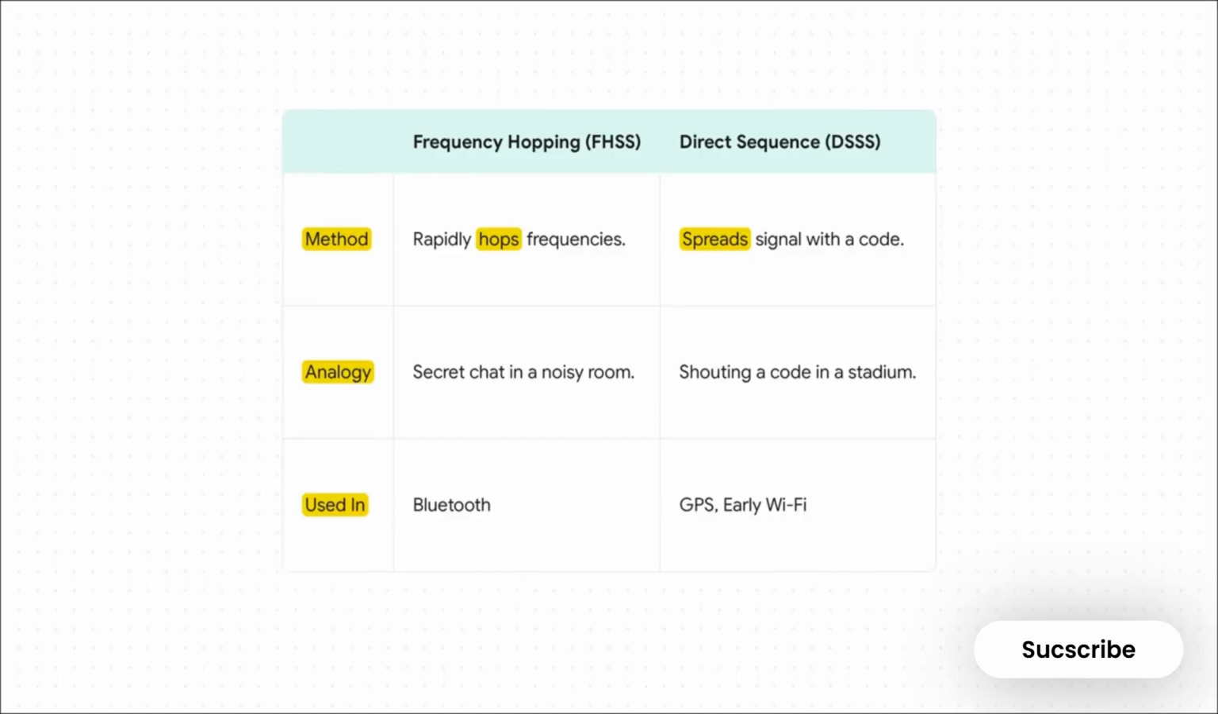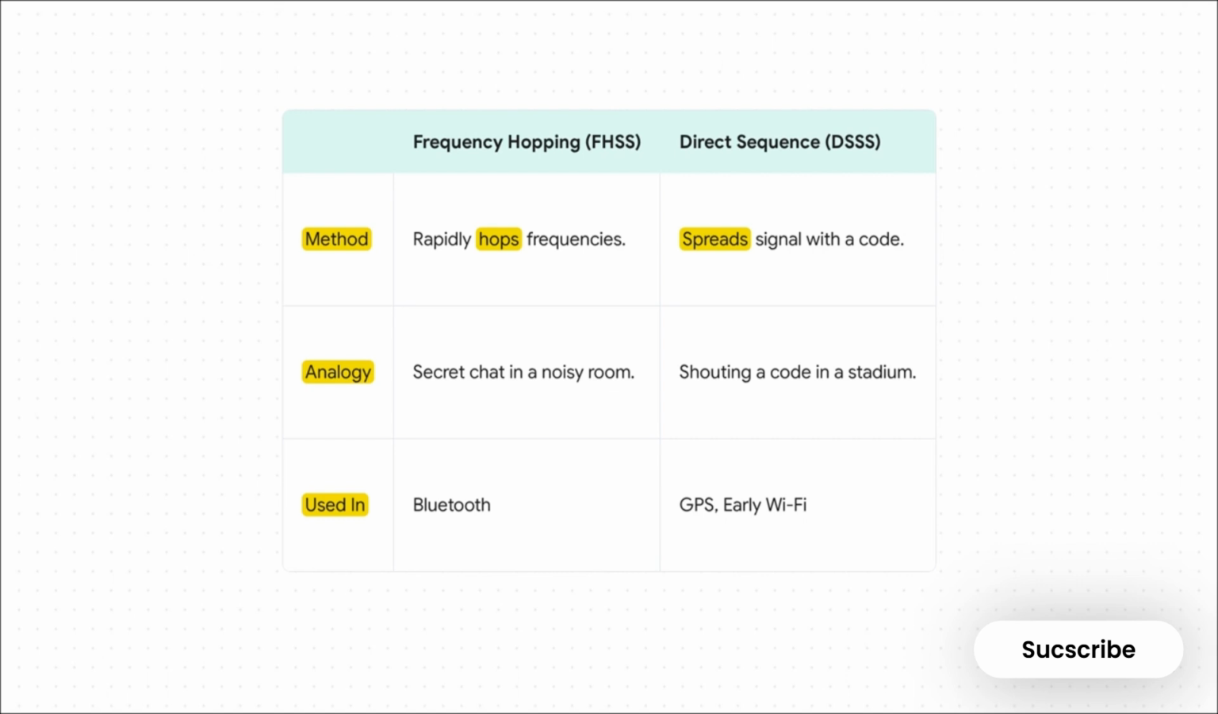Wireless signals have it even tougher. They've got to deal with all sorts of noise and interference. To get around this, engineers came up with some amazing techniques. One is frequency hopping, which is what Bluetooth uses. It works by rapidly jumping the signal between dozens of different frequencies. Think of it like trying to have a secret conversation in a crowded room by changing corners every few seconds.